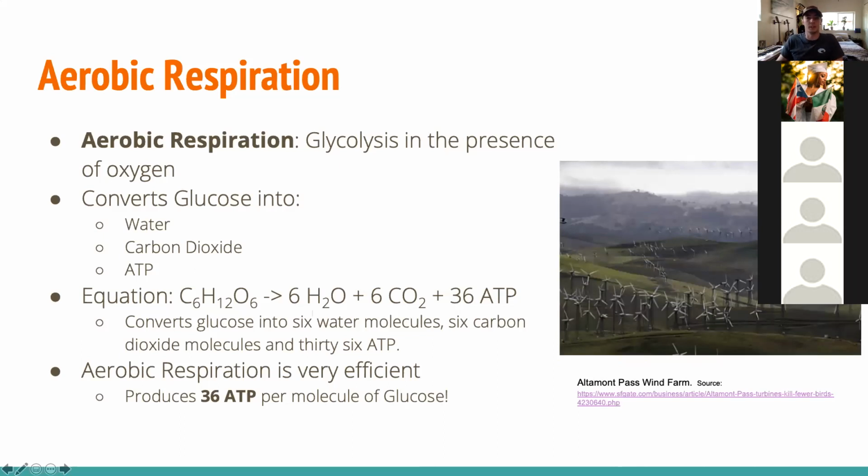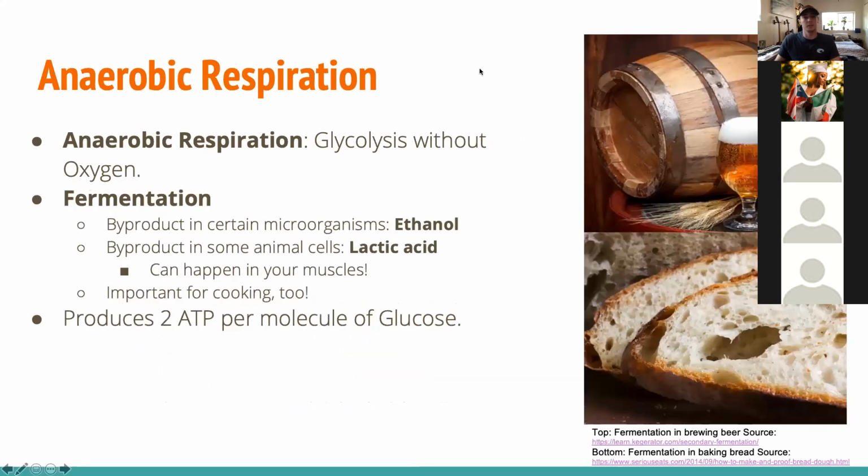And that equation looks like this. So you have your initial glucose molecule that we had from our photosynthesis reaction, and it gets broken down into water, carbon dioxide, and 36 ATP molecules. So if you notice, that's like a pretty substantial number considering the amount of things we started with, which indicates that aerobic respiration is an incredibly efficient glycolysis reaction. And this is going to differ a little bit compared to our anaerobic respiration.